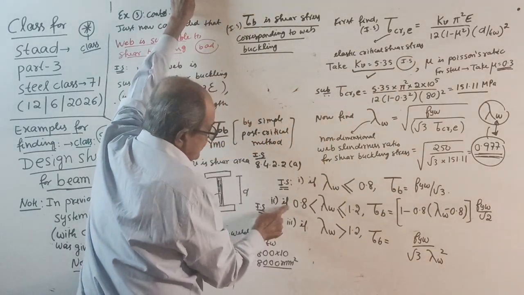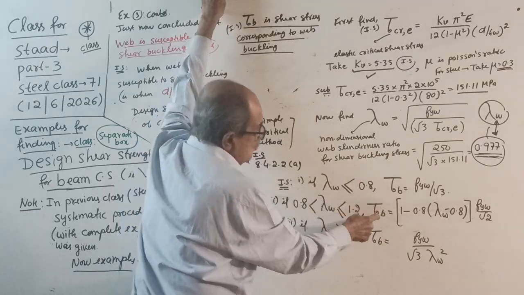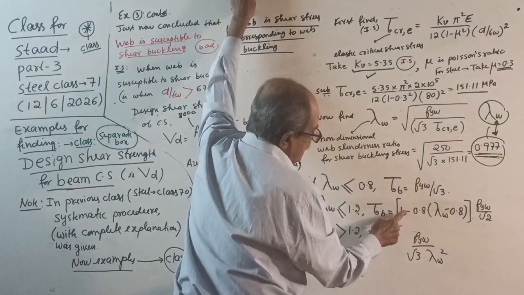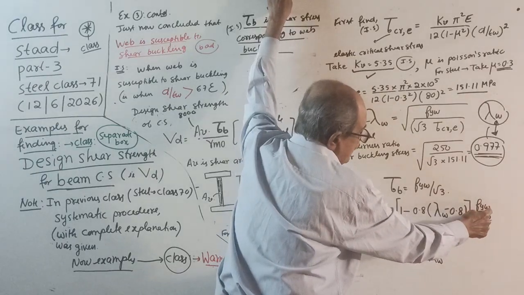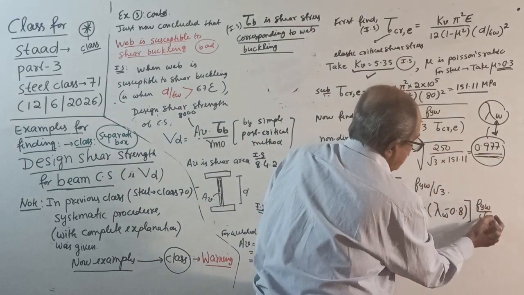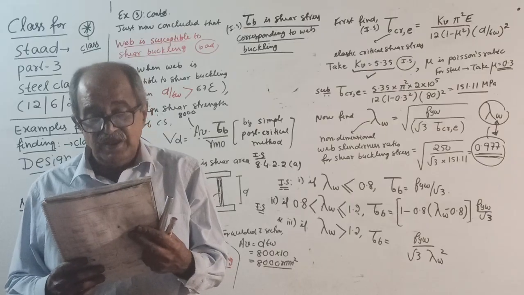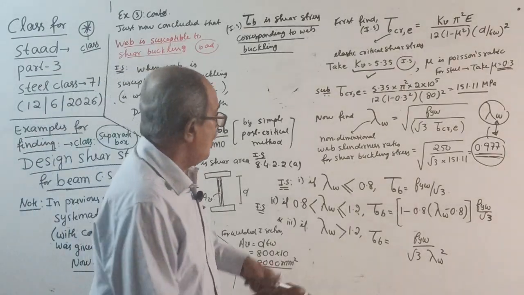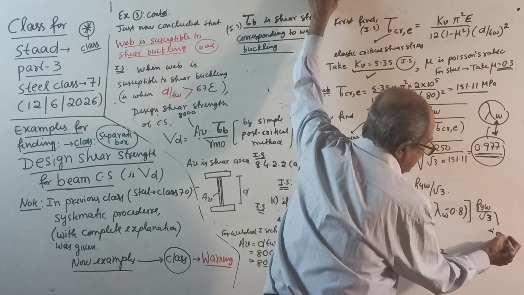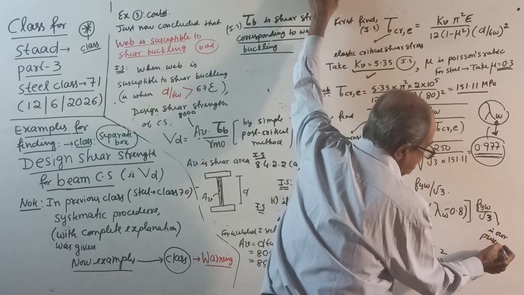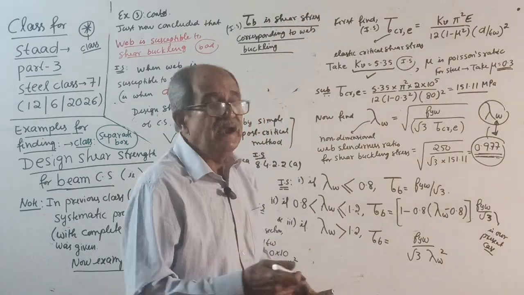Then if lambda W is more than 0.8 but less than or equal to 1.2, tau B equal to this formula right here: 1 minus 0.8 into lambda W minus 0.8, close the bracket, fy by root 3. Not root 2, root 3. I don't know why I put root 2 there. By mistake, I can make out it is root 3. This one is our present case. Why? Because your lambda W is 0.977. Anyway, to understand, make a note.